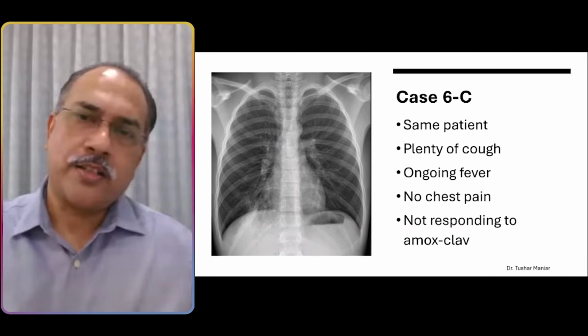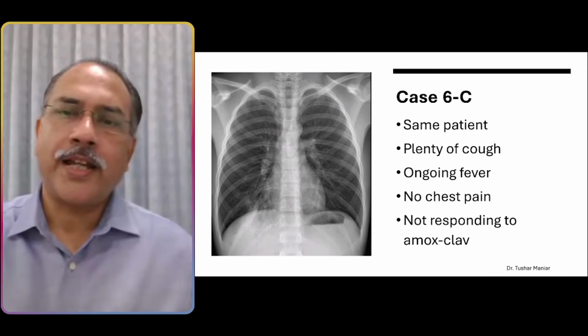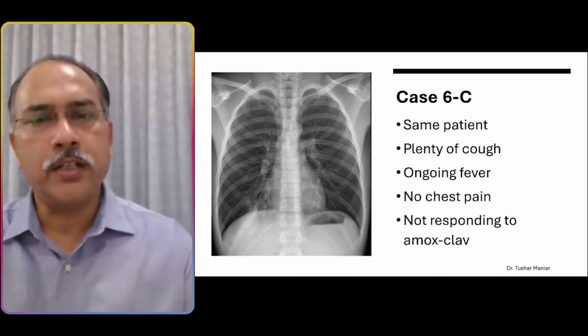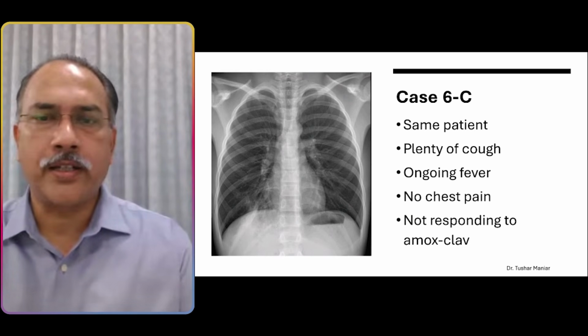On the other hand, you have another scenario, the same patient, but the X-ray to start with was looking like this. So here, if you see, there are increased bronchovascular markings bilaterally.